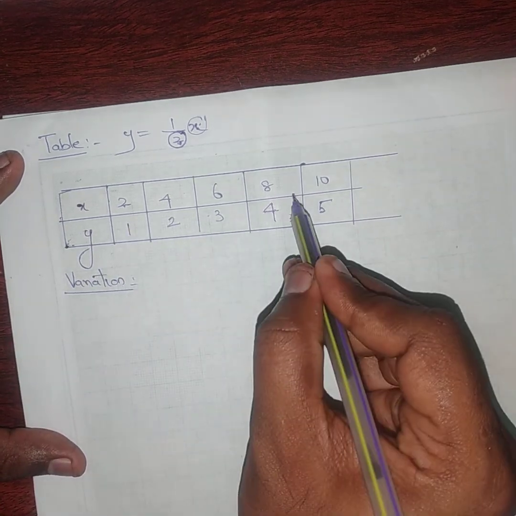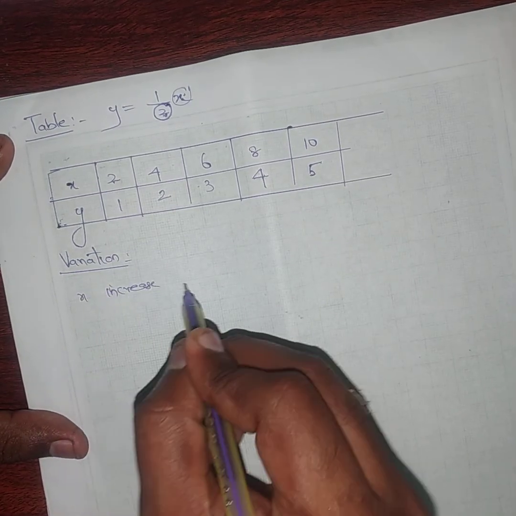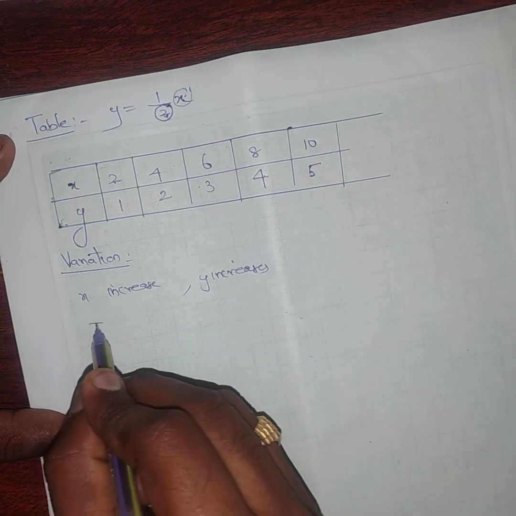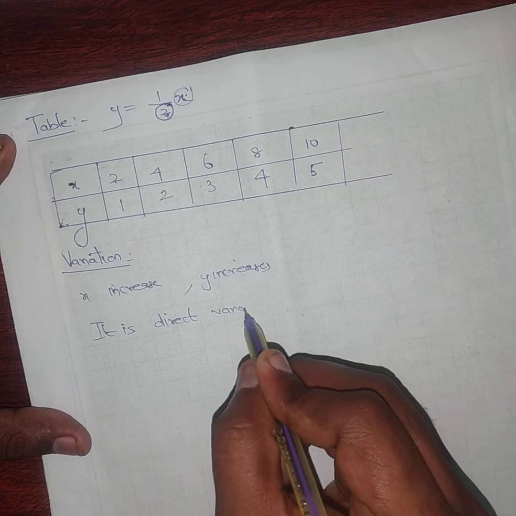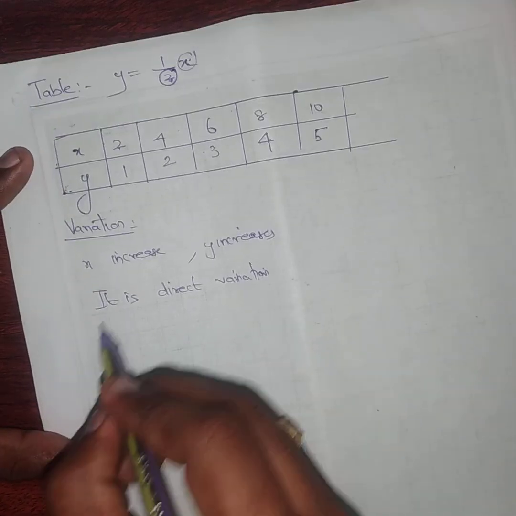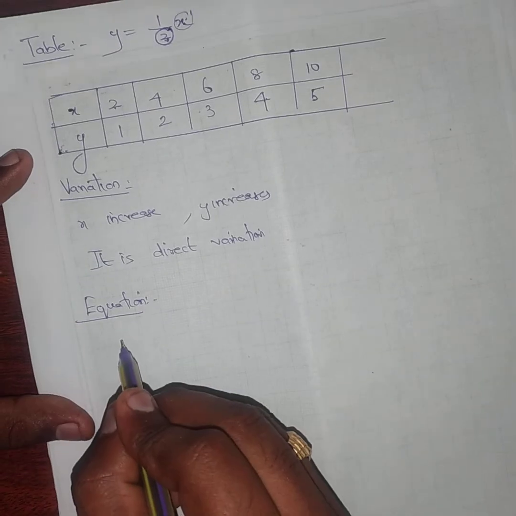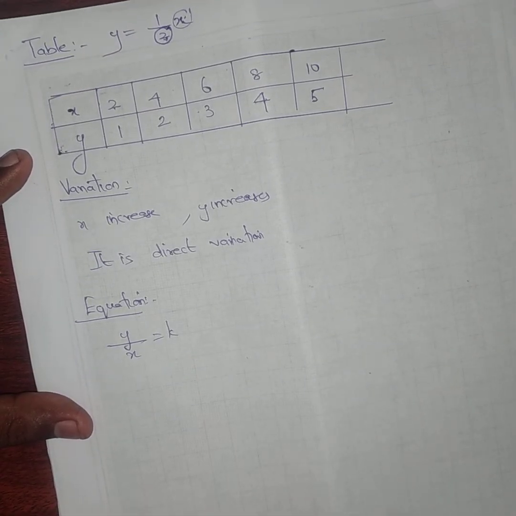See, x increases, y also increases. x increases, y increases. Therefore, it is direct variation. So, next, the equation. We know the equation y by x is equal to k.